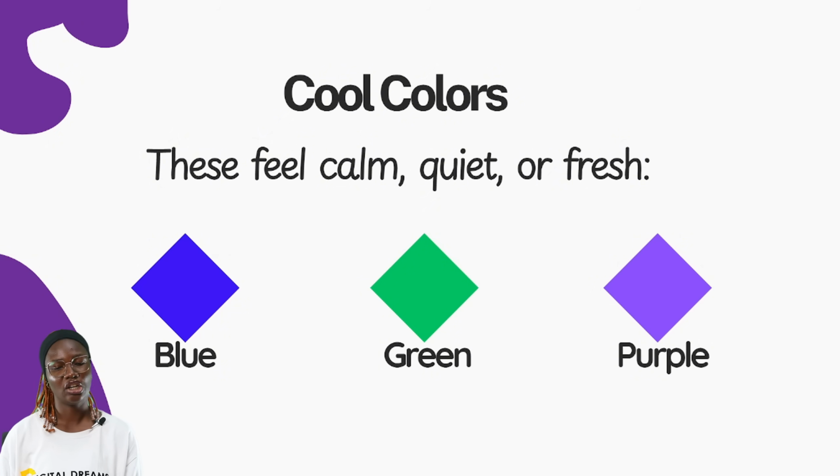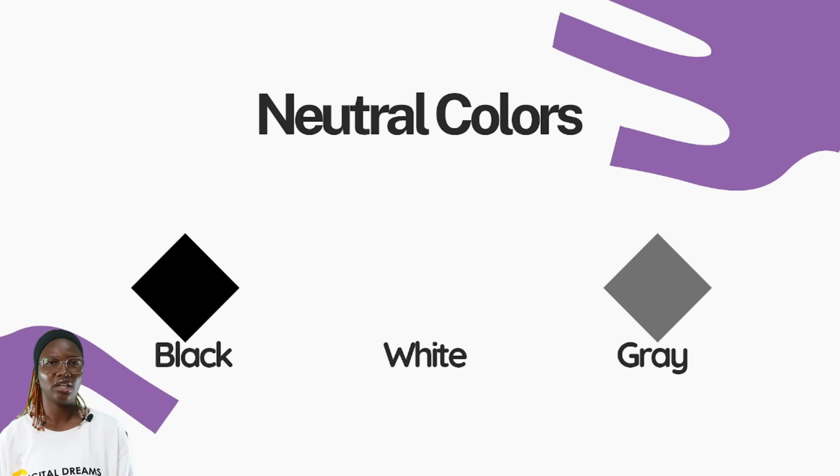We also have cool colors, and we say that these feel calm, quiet, or fresh. So if you want to make a design that feels calm, quiet, and fresh, you can incorporate blue, green, or purple. And mind you, it's not only these colors that are warm or cool. There are also some other colors, but these are the major ones. We also have neutral colors, and these are black, white, and gray.